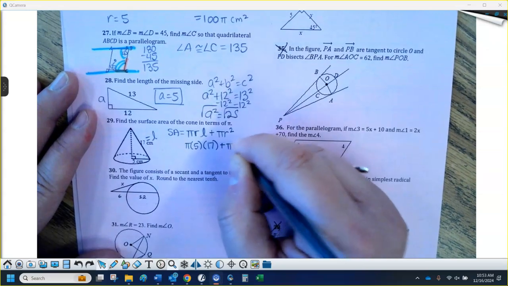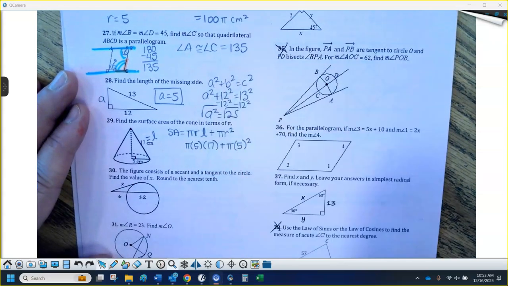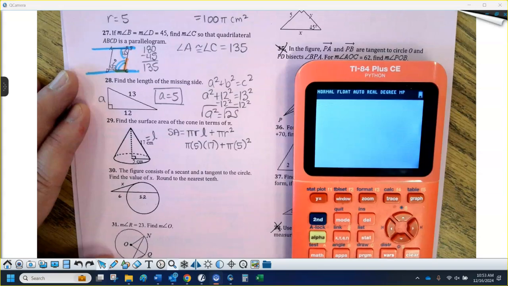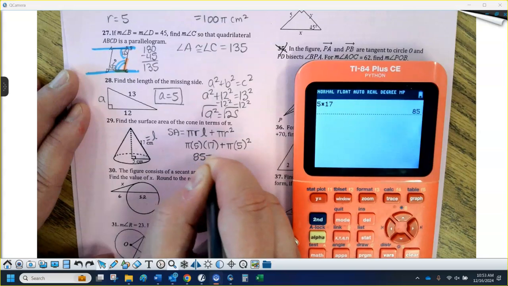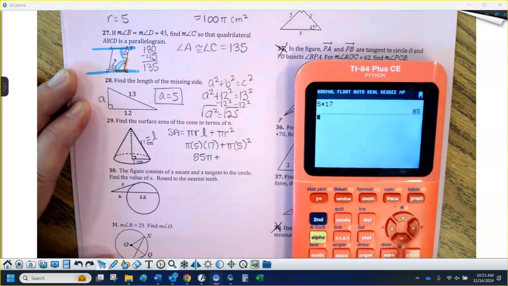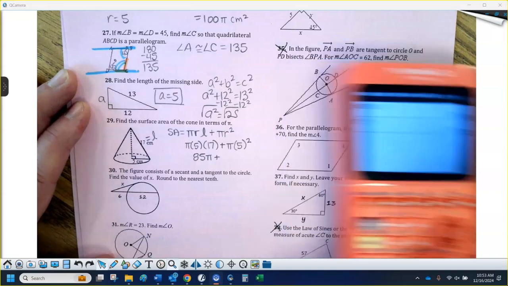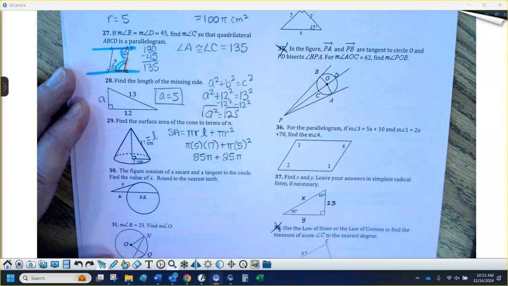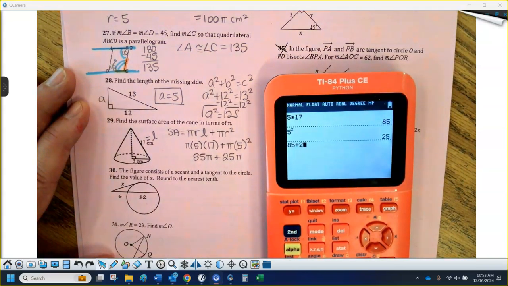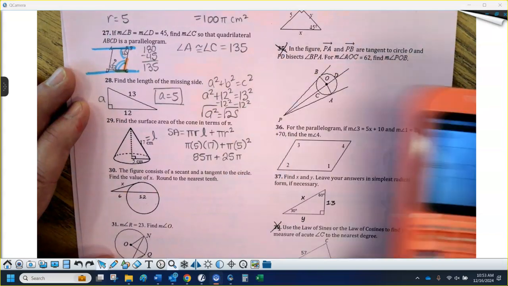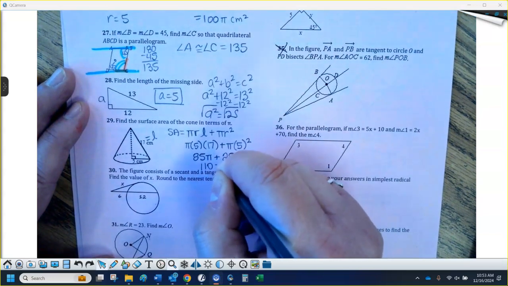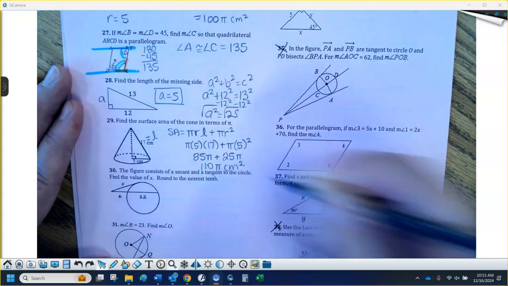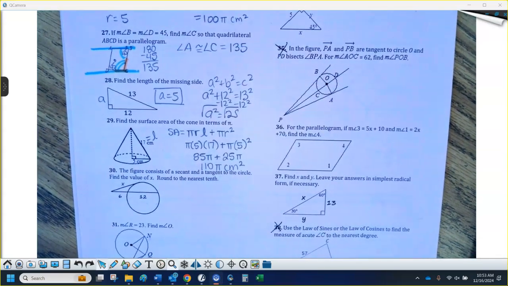The radius is the same for both parts of this, so I'm going to end up plugging in 5 in two different spots. Here's what I would do to keep this in terms of pi. I'm going to do this in two steps. Just do 5 times 17 for this first term. This is 85 pi. And then I'm just going to do 5 squared, which you guys probably already know is 25. So this is 25 pi. To keep it in terms of pi, you just do 85 plus 25. Those are like terms, then you have the pi next to it. So 110 pi, and this would be centimeters squared since we're talking about a surface area.